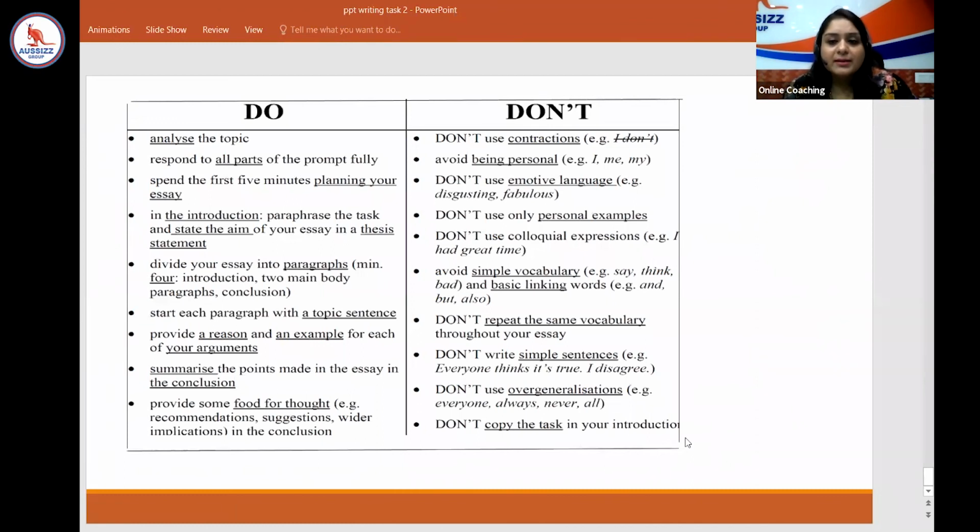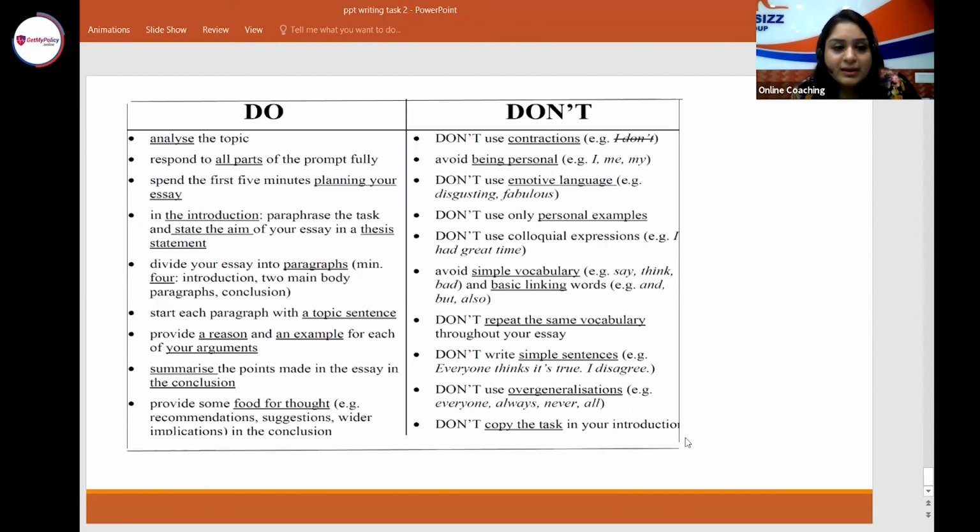Don't copy the task in your introduction. Do not copy the task of the topic. You need not copy it. You have to paraphrase it. Okay.